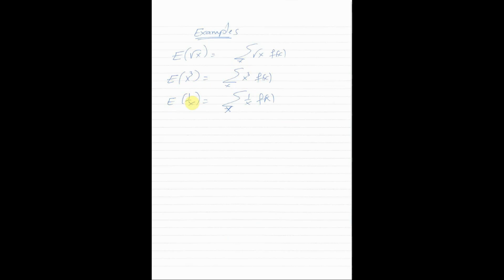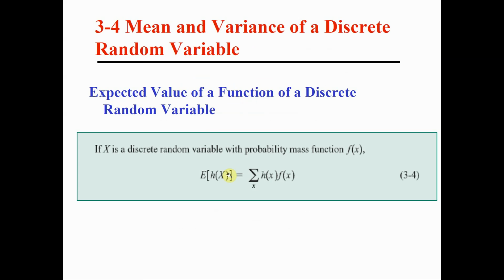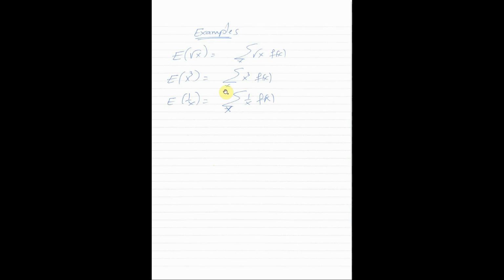Make no mistake, you cannot get the expected value of x and then just get the reciprocal. So the expectation of 1 over x is not equal to 1 over the expectation of x. That's not true, but the expected of 1 over x can only be calculated by applying this formula. 1 over x is just a function of the variable, so it would be the summation over all x values, but we add up 1 over x times f of x.